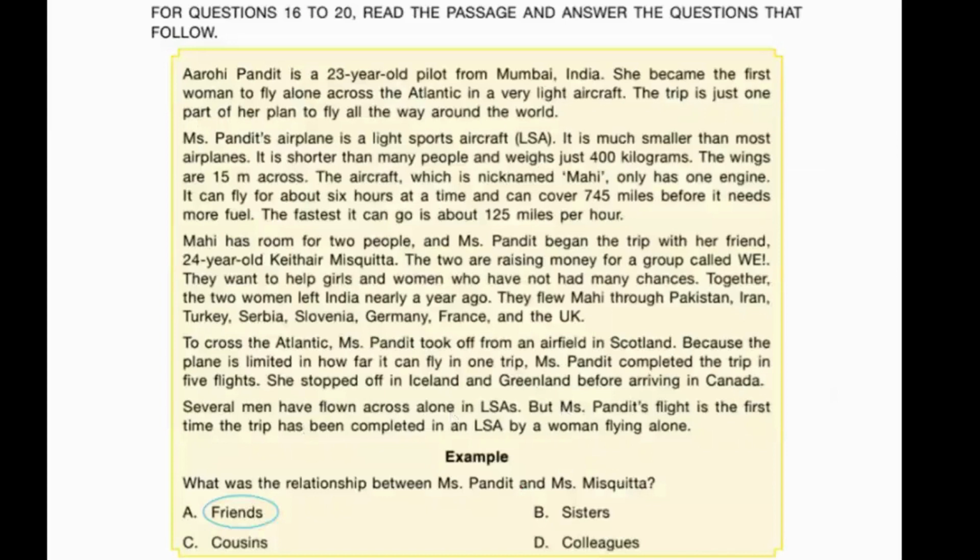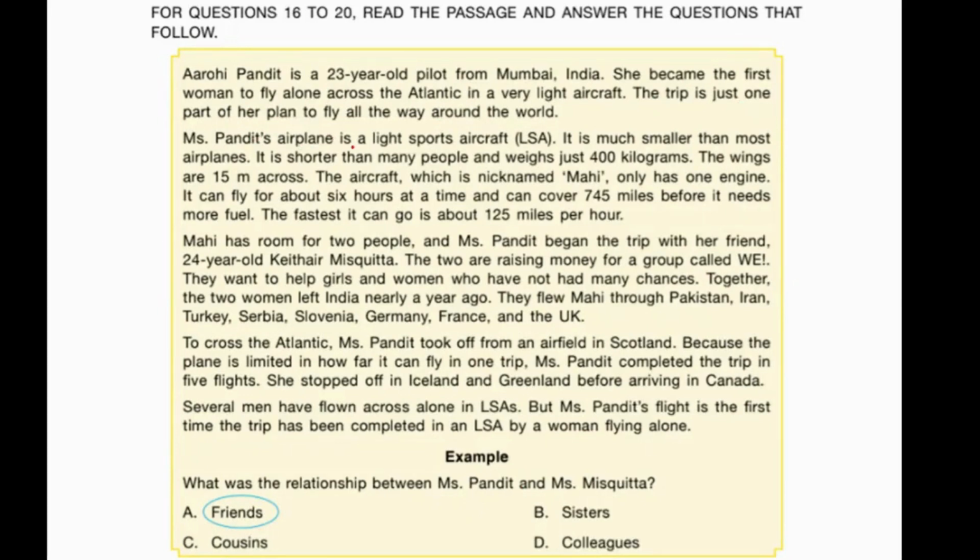Next, we'll move to the second section. It's about reading a passage and answering the questions that are asked. You have to be very careful while reading the passage. Arohi Pandit is a 23-year-old pilot from Mumbai, India. She became the first woman to fly alone across the Atlantic in a very light aircraft. The trip is just one part of her plan to fly all the way around the world.